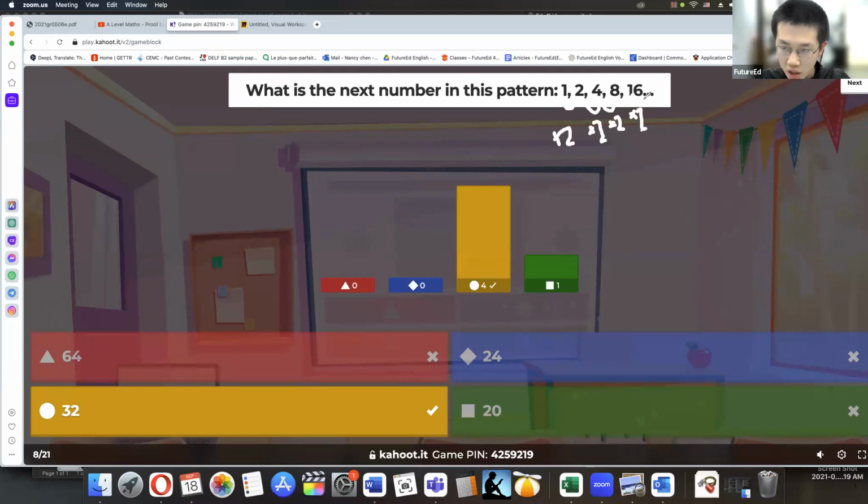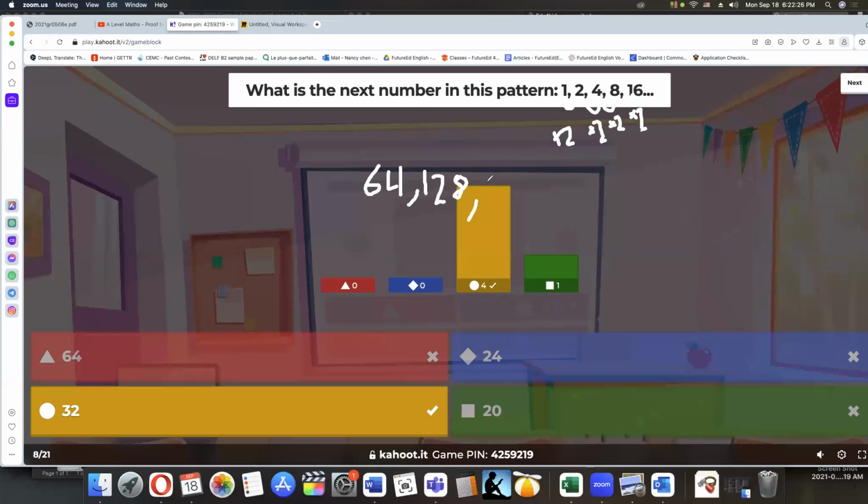And then after 16, once you multiply that by 2, what do you get? 32, and then you get 64, and so on. So after you multiply 16 by 2, you get 32, and then you get 64. 128 next after 64. And then what's after 128? Can someone tell me what's after 128? It goes 256.